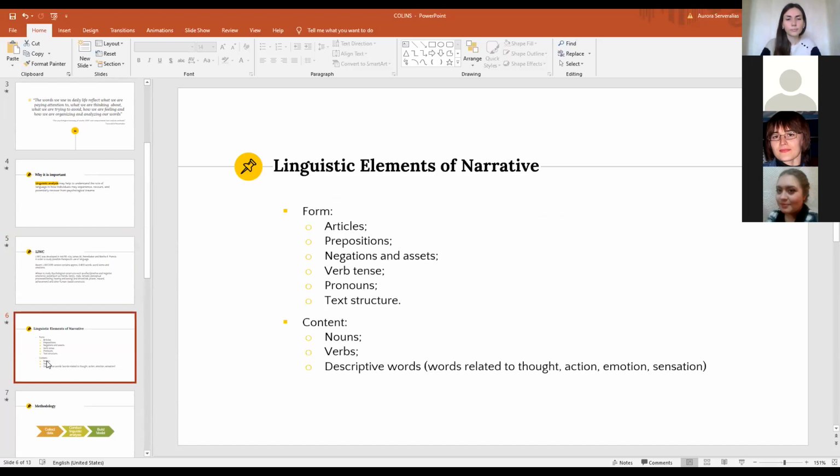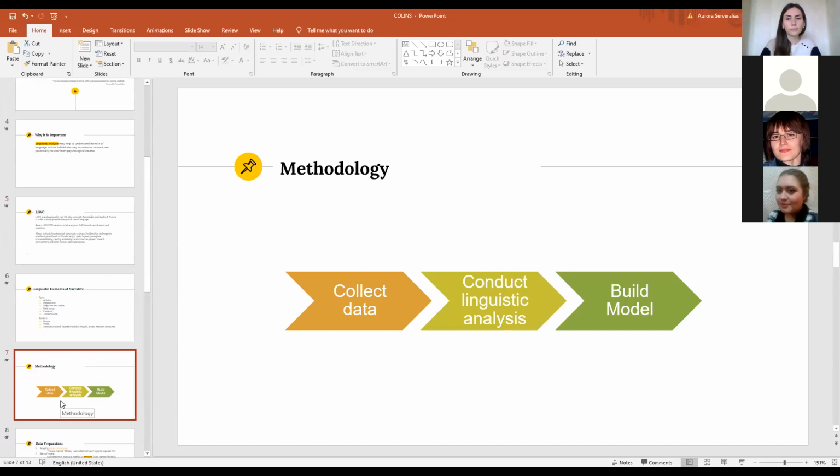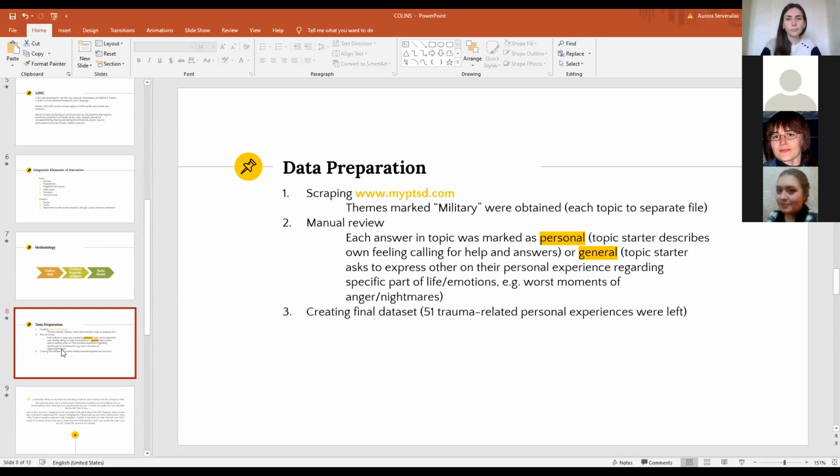And that is why in our proposed methodology, we use three components: data collection, linguistic analysis with the help of a dictionary similar to Linguistic Inquiry and Word Count, and model development. The data preparation step included data scraping from the PTSD forum. It's a United States-based forum where people can share their emotions and experience through different ways of trauma. In our research, we used only topics that were marked as military. Each topic was saved into a separate file. For this purpose, we used Selenium WebDriver.